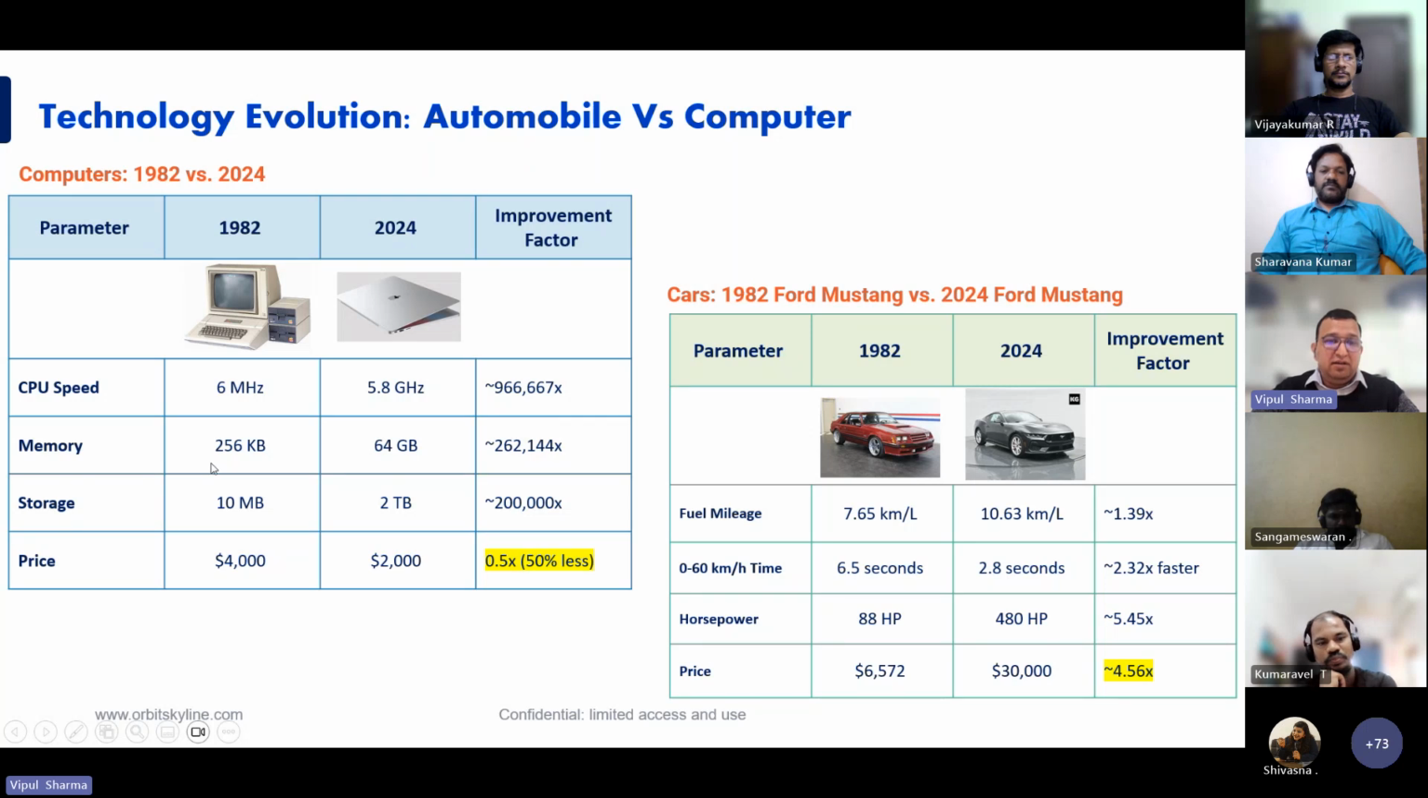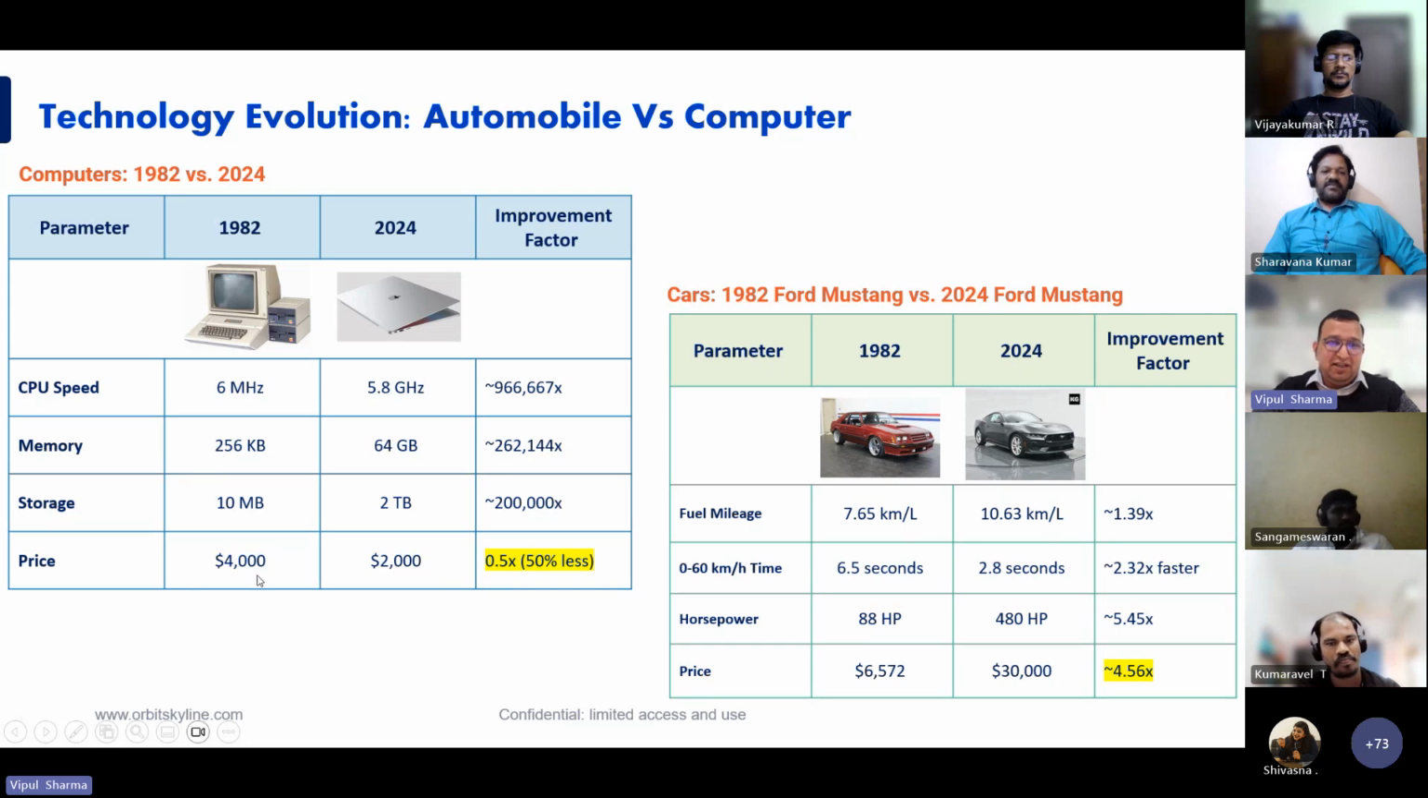And the memory, the RAM, was 256 kilobytes at that time. And now we can get a laptop with 64 GB of RAM. So it is around 200,000 times improvement. Storage, a typical hard disk at that time was 10 megabytes. And now we can get a laptop with 2 terabytes of hard disk. Again, it is almost 200,000 times.